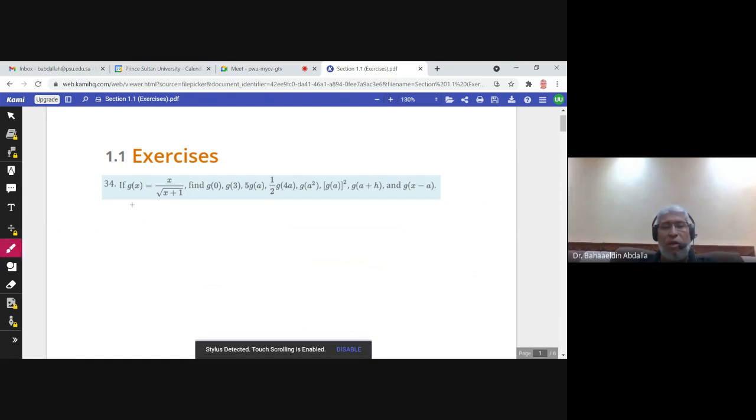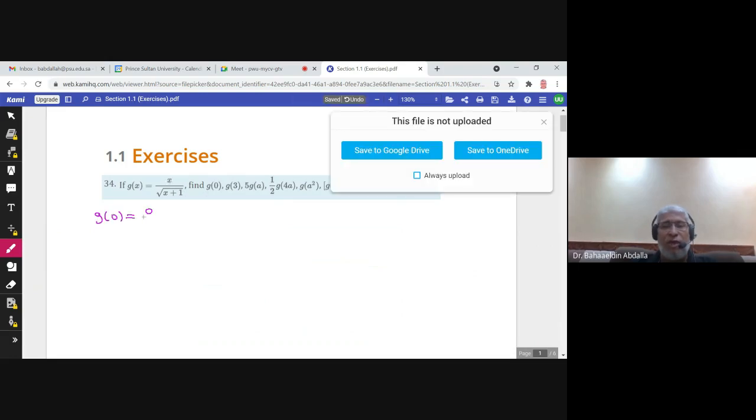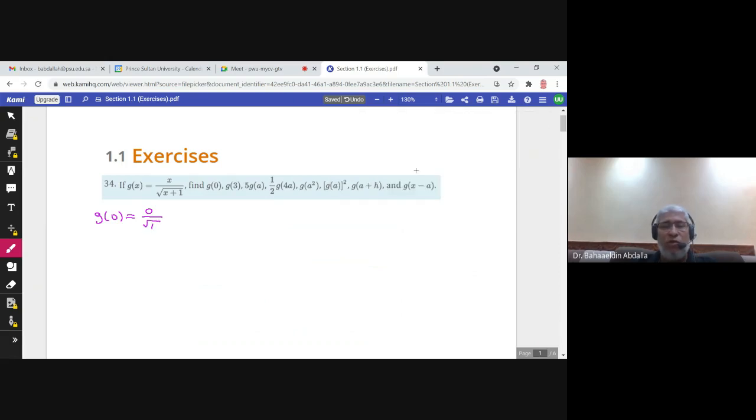These are exercises about section 1.1. This is a function in question 34, g of x equals x over square root of x plus 1, and we need to find g of 0. To find g of 0, we replace x by 0. So we have 0 over square root of 1, which is 0 over 1, which is 0.